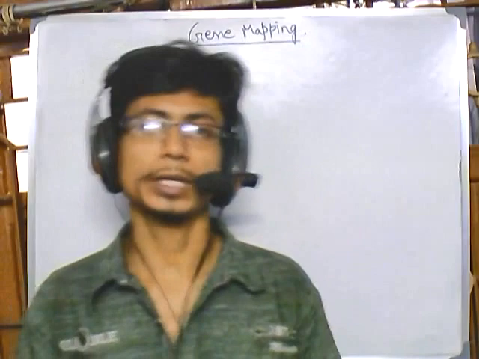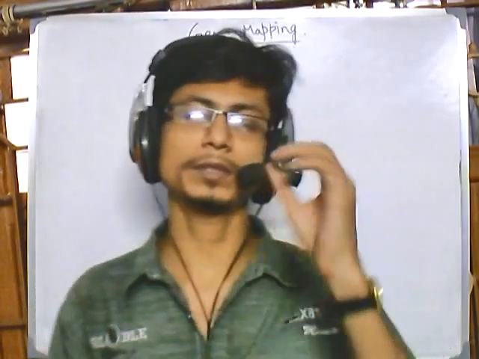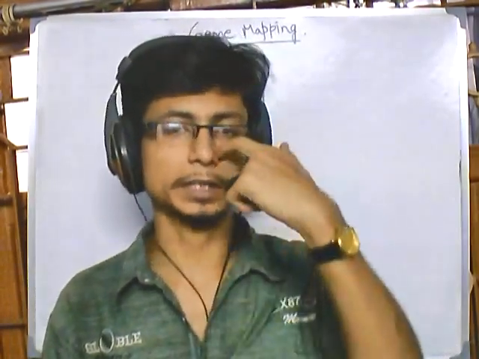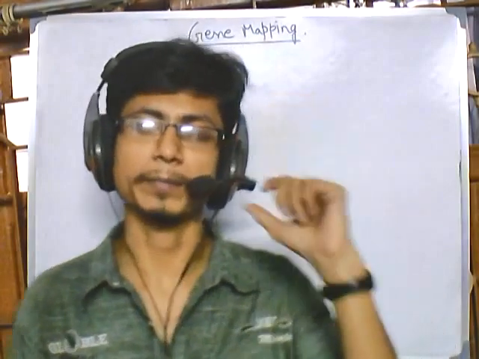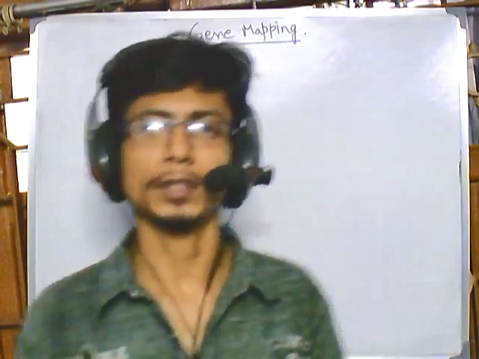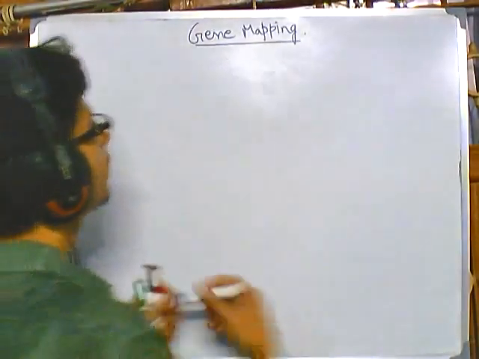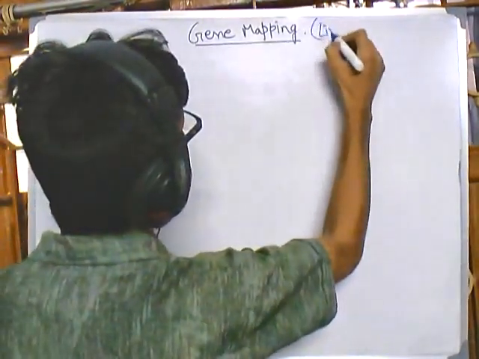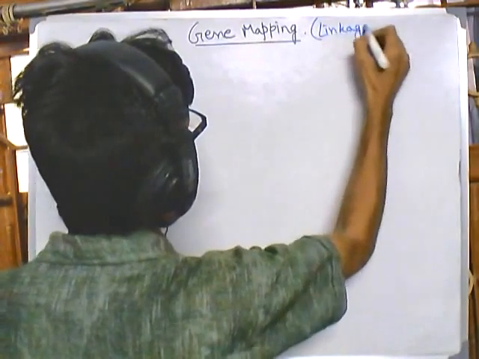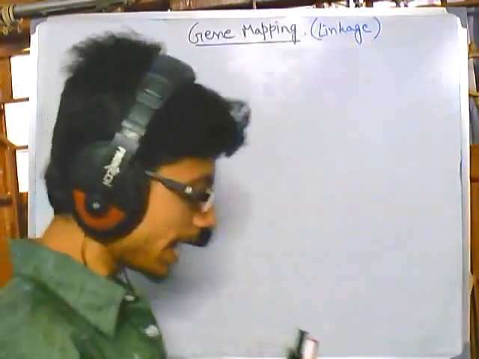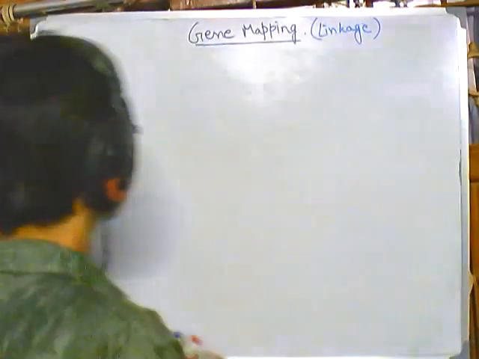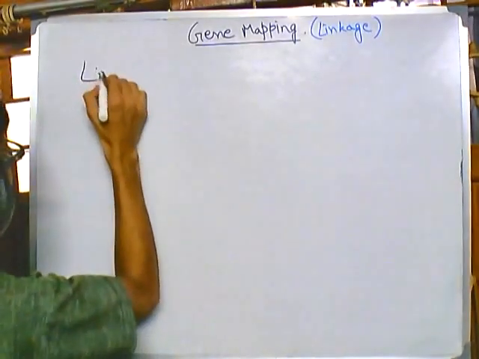Okay. So again, in the previous video, we just talked about the introductory part of genetic mapping and the types of genetic mapping. And also we talked a little bit about genetic markers and their functions. Now in this video we'll be talking about one kind of gene mapping, which is called linkage mapping. Now as the term suggests, linkage, I want you to focus on this.